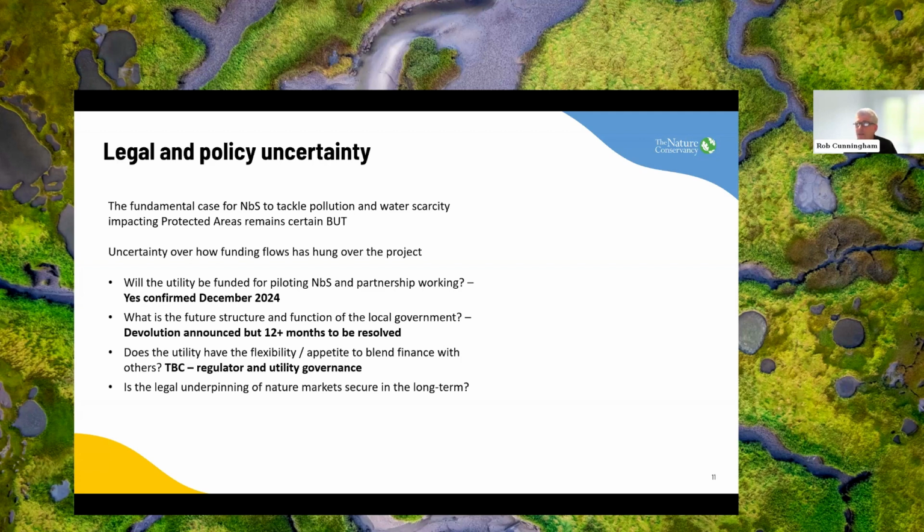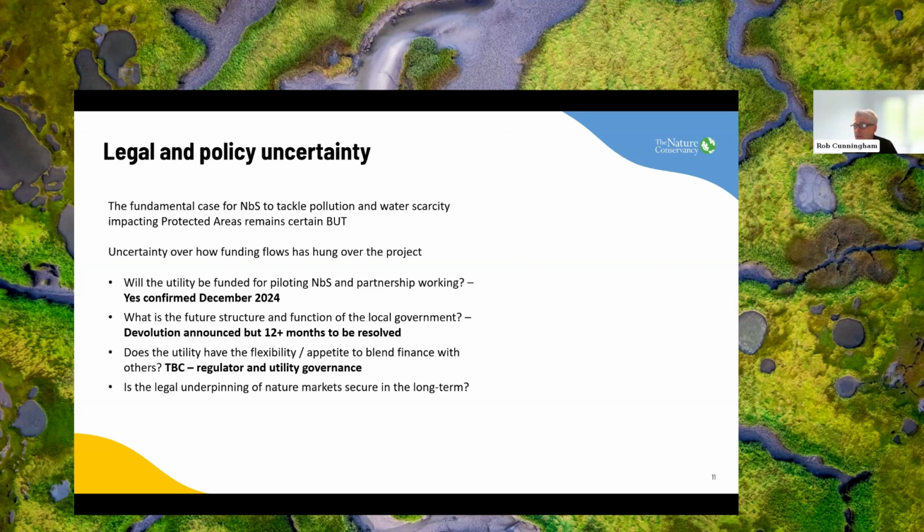But the nature markets and the policy background that underpins them have been in a state of continual flux for the last 2 years, partly because of political changes. We've had, I think, 4 prime ministers, maybe 5, in the 5 years of the programme. Plus the regulated utility, Anglian Water, has been waiting to see whether it gets its business plan confirmed, which includes about £11 million of grant money for nature-based solutions pilots. What I can say is the utility has had that business plan approved.